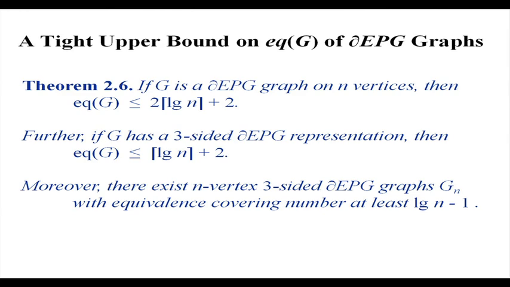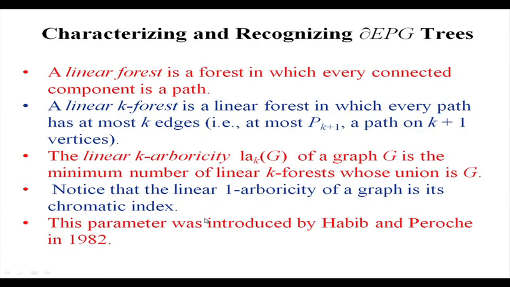And our upper bound for tightness is that if G is boundary EPG on n vertices, then the equivalence number is at most 2 log n plus 1. And further, if it's three-side, then you can knock it down to log n plus 2. Moreover, there exist n-vertex three-side boundary EPG graphs with equivalence covering number at least log n minus 1. So we're zeroing in on what the real value might be.